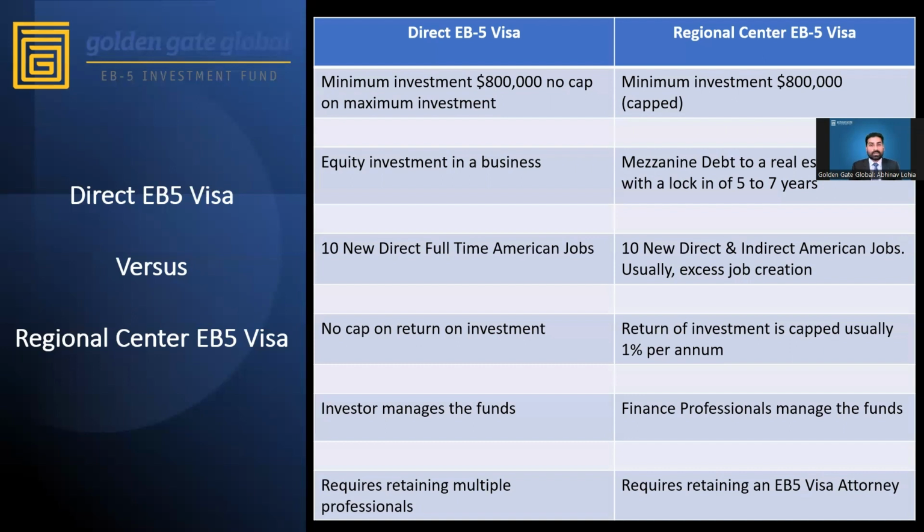So these are the main differences between a direct EB-5 visa petition and a regional center EB-5 visa petition. I hope this information was helpful to you.